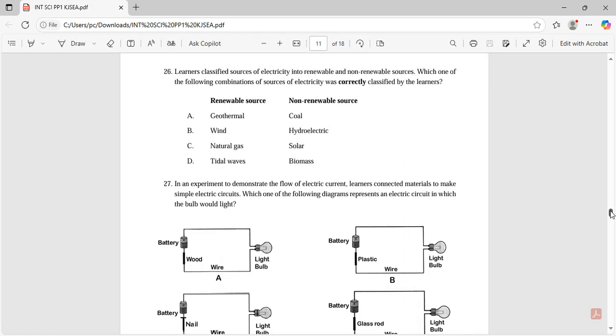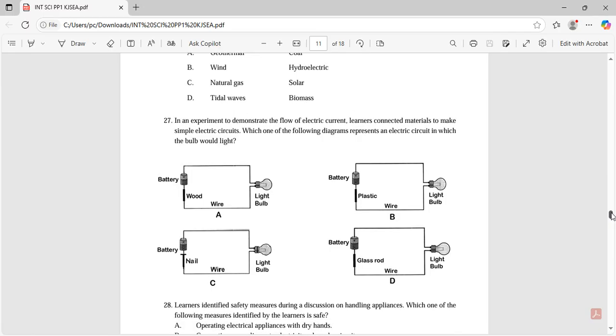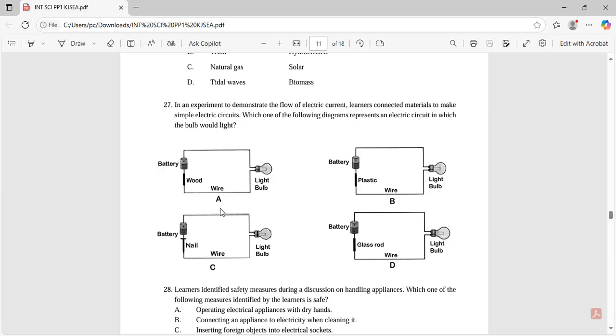In an experiment to test for electricity, learners connected materials to make an electric circuit. Which of the following diagrams represents an electric circuit in which the bulb would light? For A, wood, no. B, plastic, no. D, glass rod, no. The nail, which is an iron nail, would light. So number 27C.